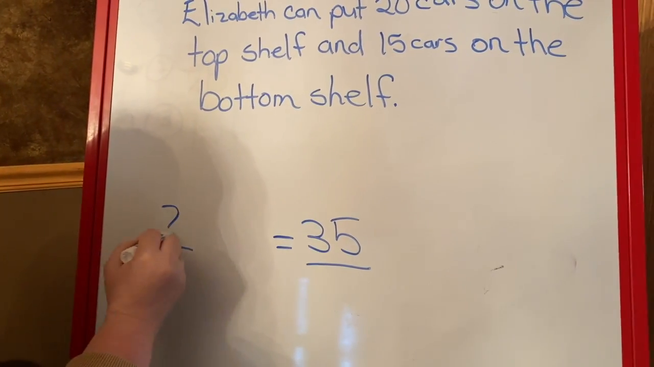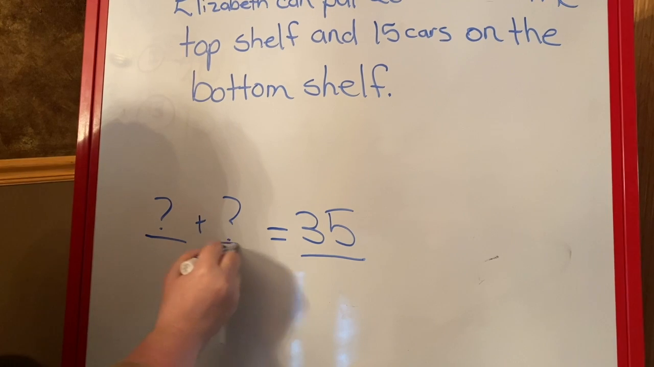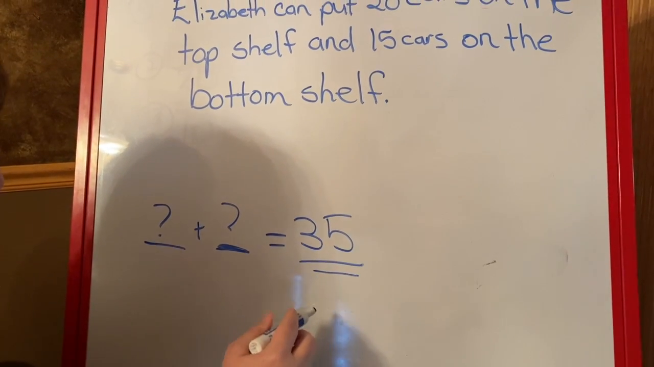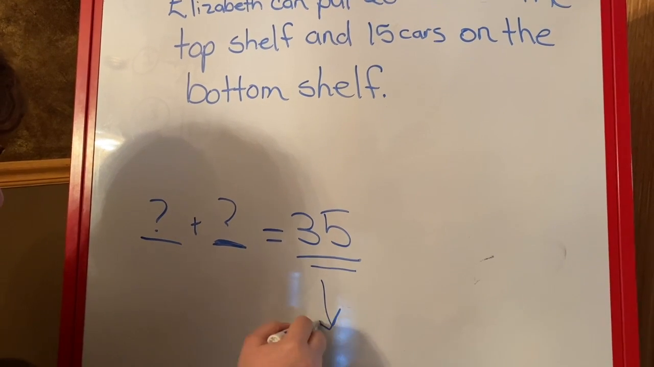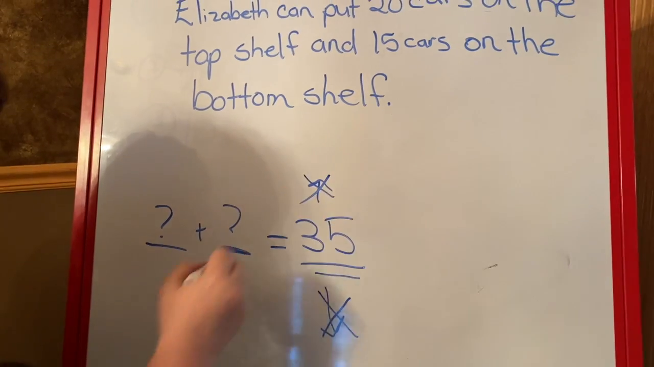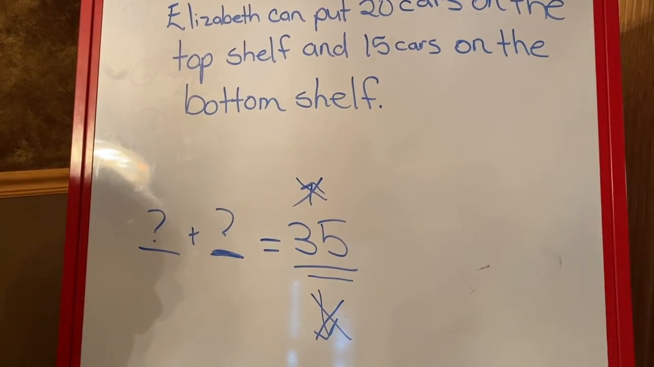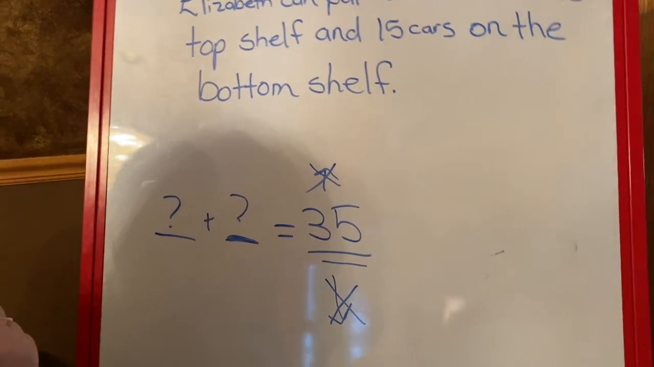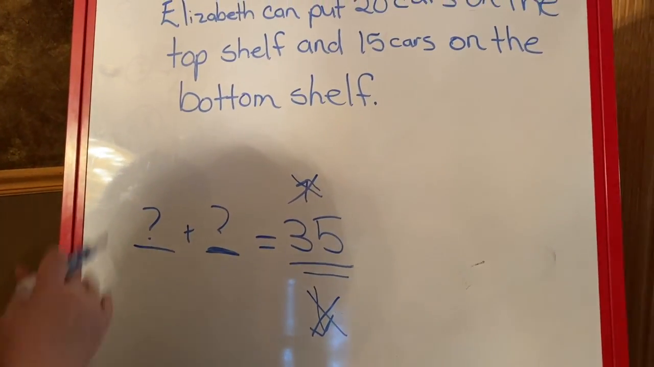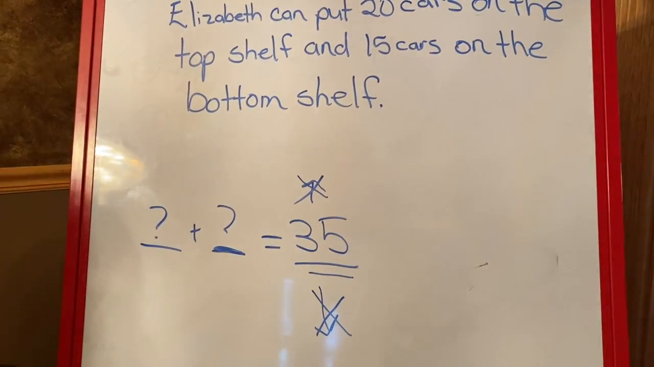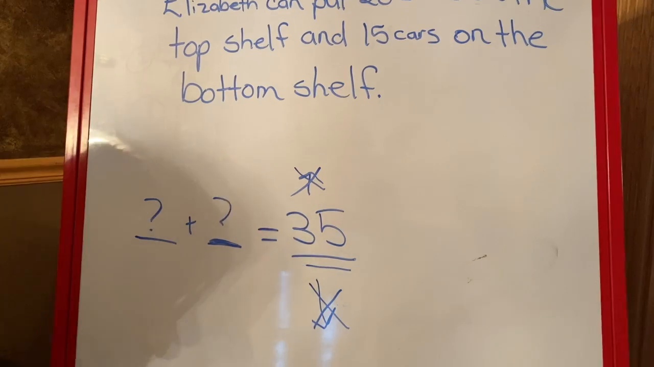What numbers you put for your addends, it doesn't matter as long as it equals 35. It can't be more than 35, nope, and it can't be less than 35. Okay? So, as long as the addends add up to 35. Okay.